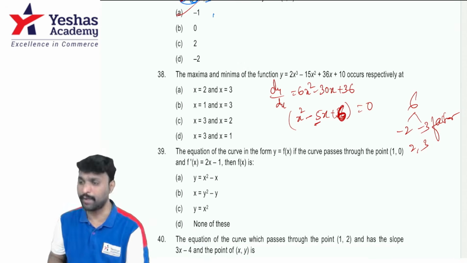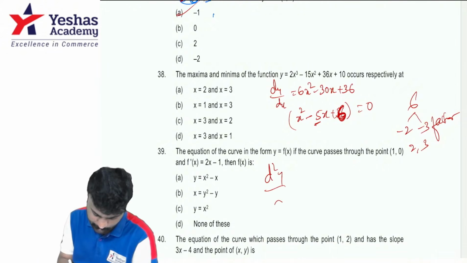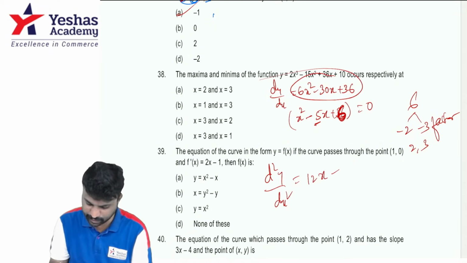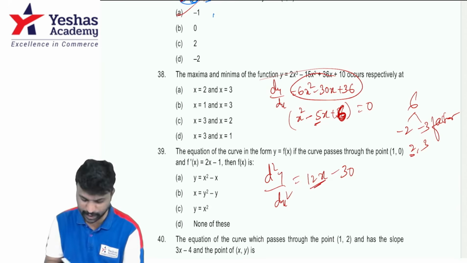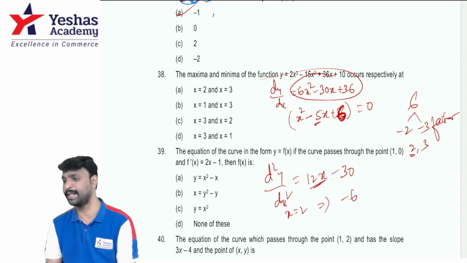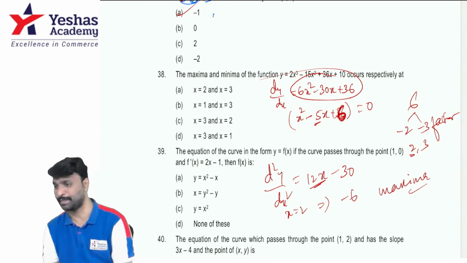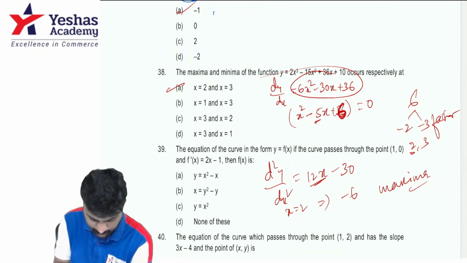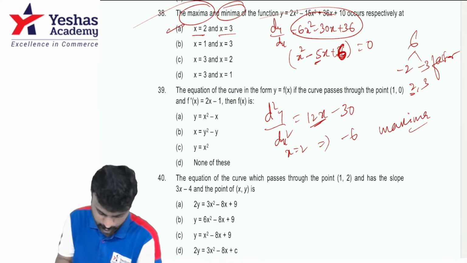Now I have to check at what value the function will have a minimum, and at what value it will have a maximum. For that, I need to find d square y by dx square. This is my dy by dx. The derivative of 6x square is 12x, the derivative of 30x is 30. Now I have to put the first value of x, which is 2. So 12 into 2 is 24, 24 minus 30, at x equal to 2, I get minus 6. Minus 6 means negative, and negative means maxima. So at x equal to 2 it's maxima, and at x equal to 3 it is minima. That means option A, because in the order we have to see maxima at x equal to 2, minima at x equal to 3. Let's move on to the next question.